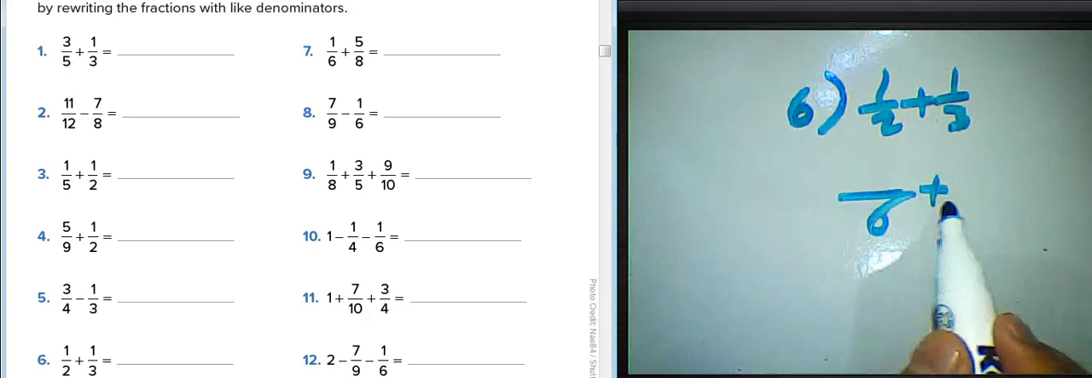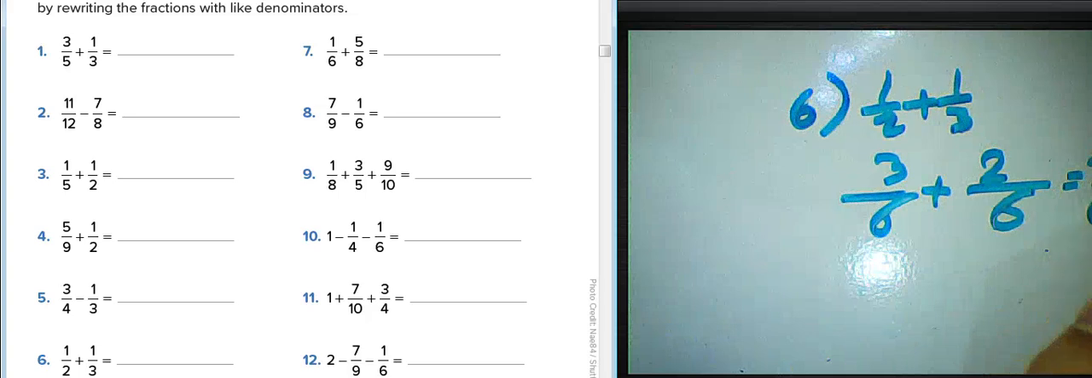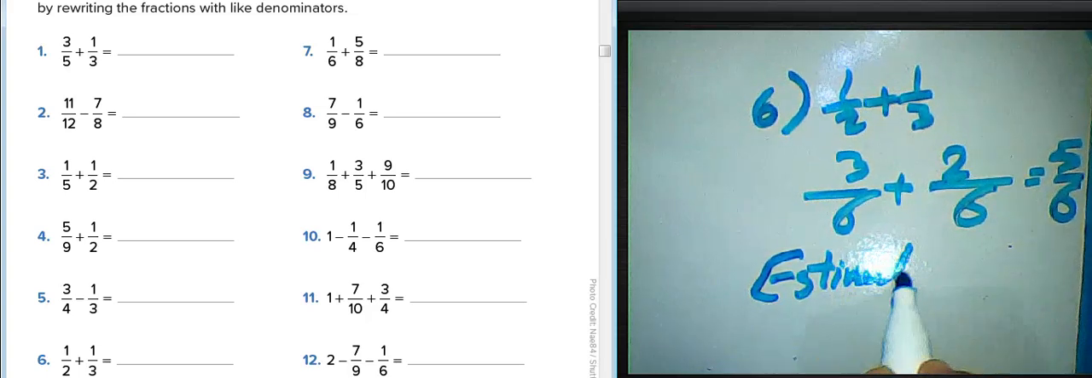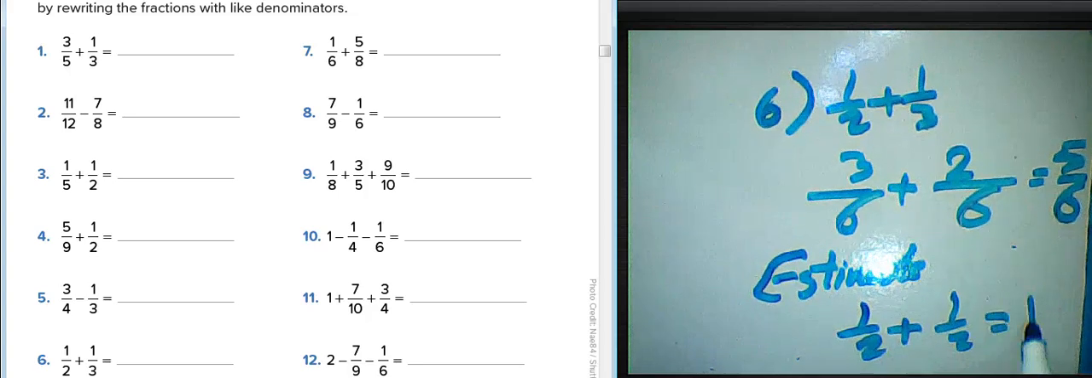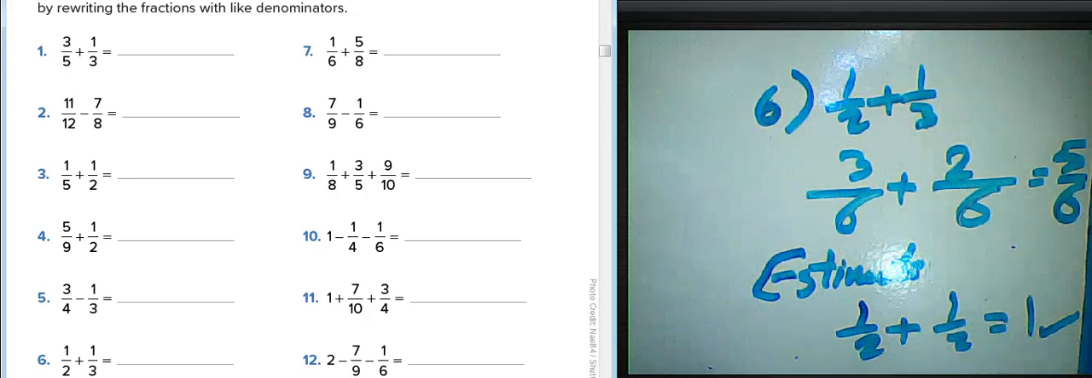We can write 6 here in the denominator. 3 times 1 equals 3, 2 times 1 equals 2. The result will be 5 over 6. And what about the estimate? Half and a third are nearest to half. Half plus half equals 1. So it will be near the actual number.